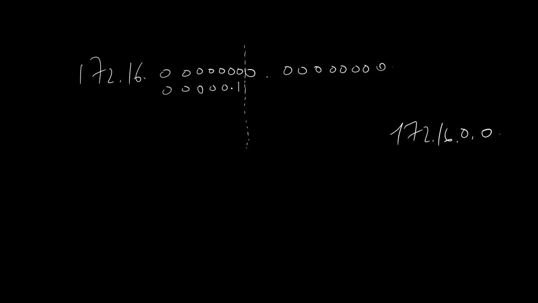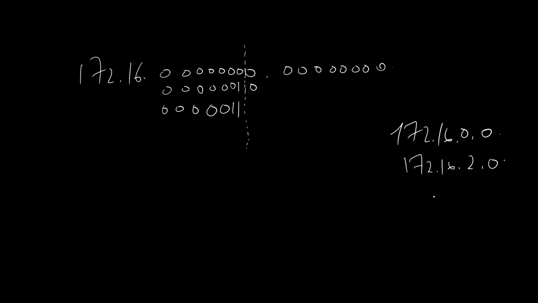1, 2, 3, 4, 5, 6, 7, 8. And what is this number in binary? That number is 2. 172.16.2.0. The third network comes when 0, 0, 0, 0. After 2, obviously, we have 3. So we now have 1, 1.